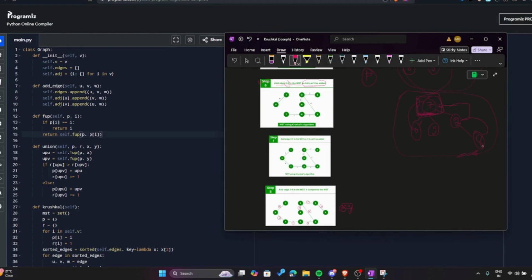And for 8, it's going to check for its parent. It's going to check if 8 is a parent of itself. No. It's going to check its parent, which is 2. Is it a parent of itself? No. Then you go further. Is this guy a parent of itself? Yes. And that's how you basically go about returning 7. Okay.